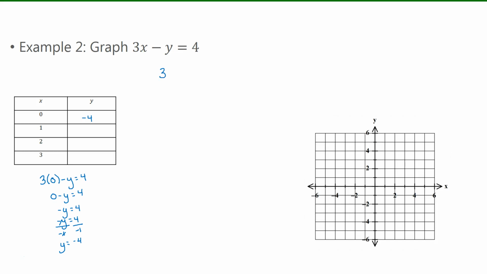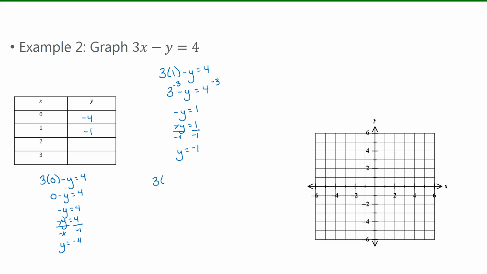Now I'll replace x with 1. Doing that gives me 3 minus y equals 4. I'll subtract 3 from both sides. So negative y equals 1. And then dividing by negative 1 gives me a value of negative 1.